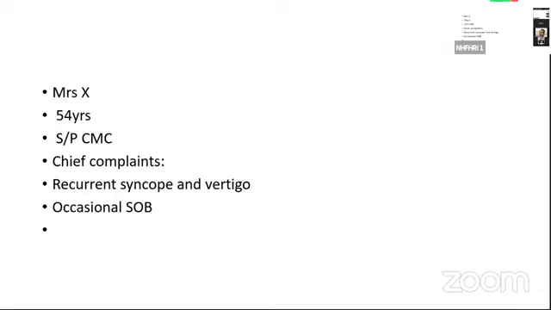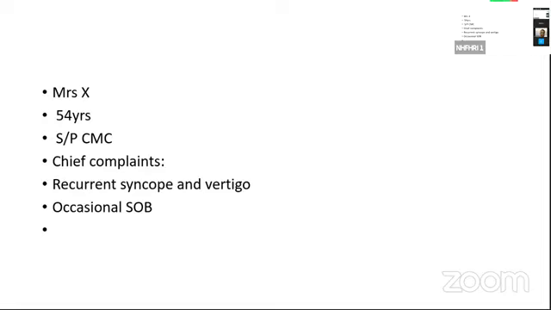Mrs. X, 54 years old, with the history of status post closed mitral commissurectomy in 1999. She was our hospital's first case of CMC done by the cardiac surgery department. She got admitted with the complaints of recurrent syncope and vertigo, and with occasional palpitation and shortness of breath.